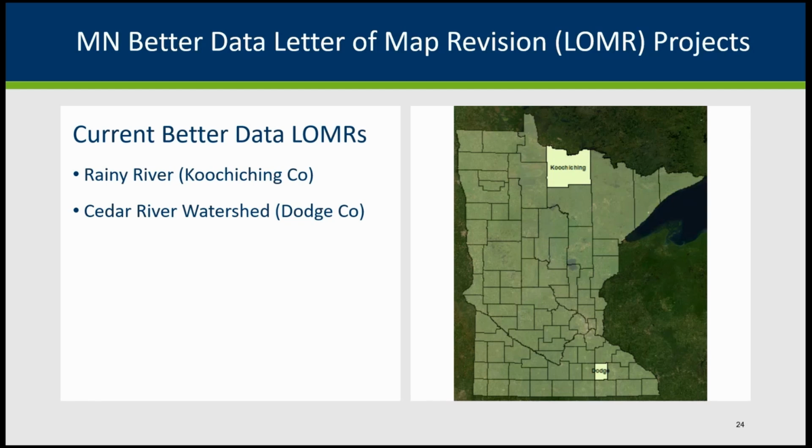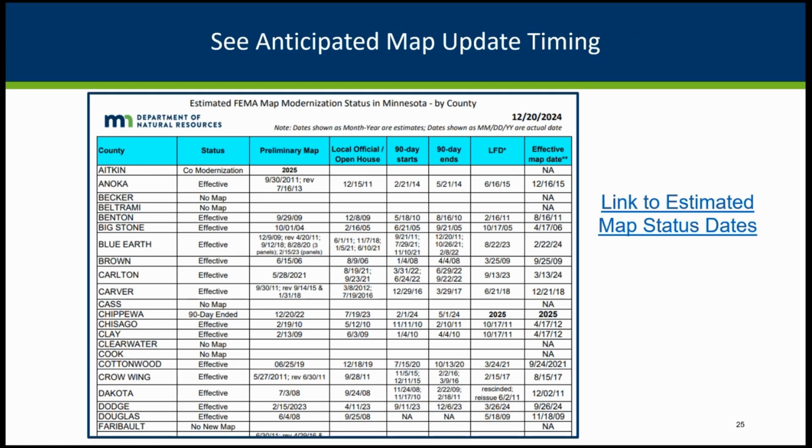We have completed a couple of those already, and the ones we have currently underway are in Rainy River and Kootenai County and the Cedar River watershed down in Dodge County. This includes a link to the estimated map status. So this is a spreadsheet that's updated probably close to monthly, at least, so it's fairly up to date. And this provides summaries of when maps were updated and also when things are estimated to be updated.